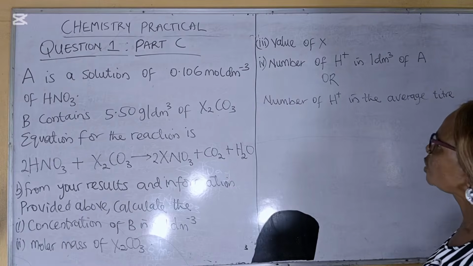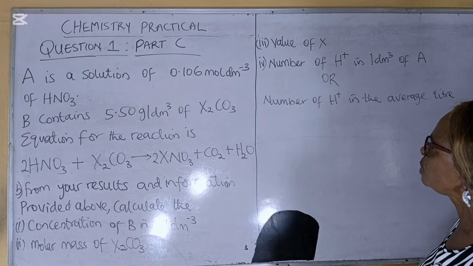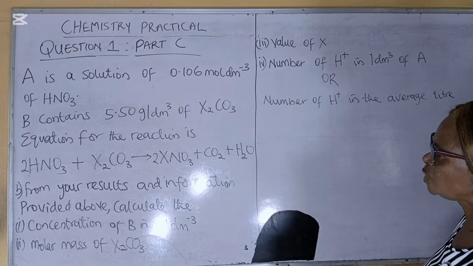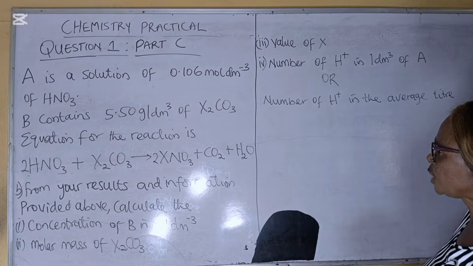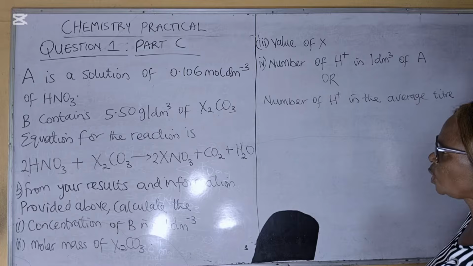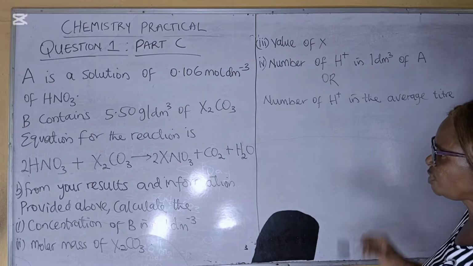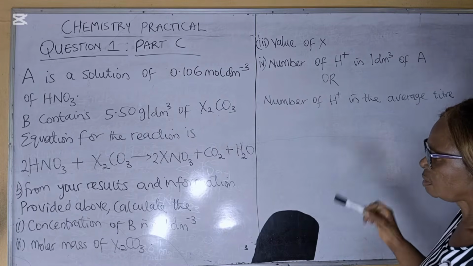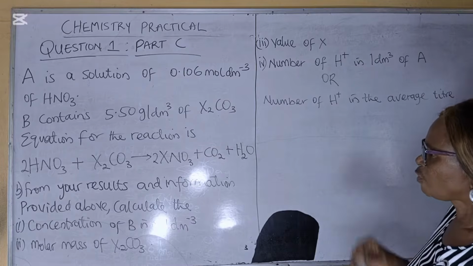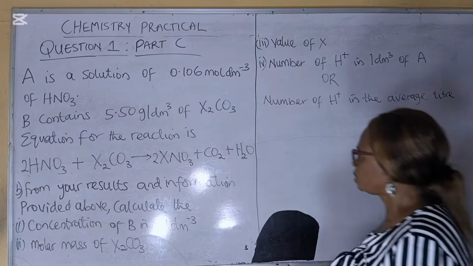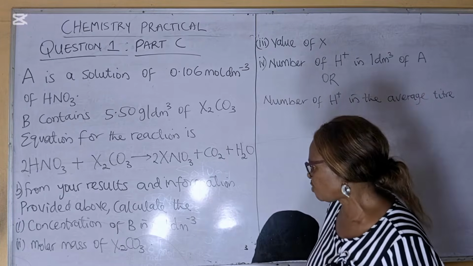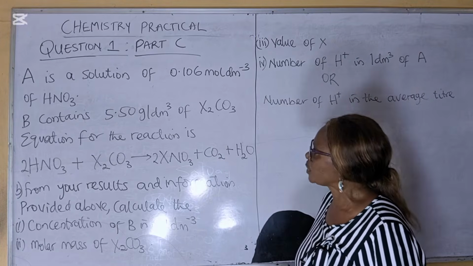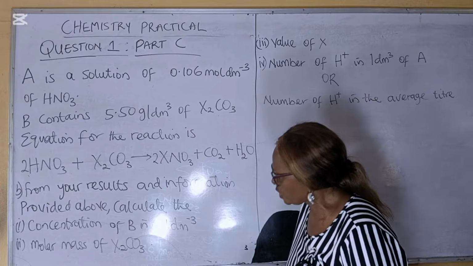A is a solution of 0.106 mole per dm cube of HNO3. B contains 5.50 gram per dm cube of X2CO3. The equation for the reaction is written. From your results and the information provided above, calculate the concentration of B in moles per dm cube. I know you can do that very well.